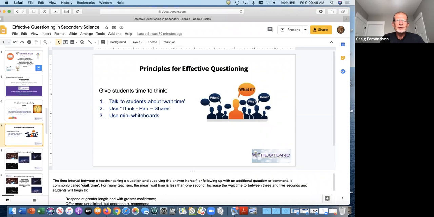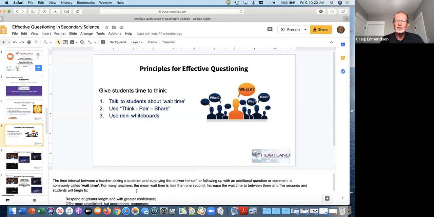The time interval between a teacher asking a question and supplying the answer him or herself, or following up with an additional question or comment, is the wait time that we're talking about. We talked yesterday that typically in a classroom over the course of the day, you might be asking 300 to 400 questions. You need to incorporate that wait time. For many teachers, the mean wait time is less than 1 second. Can you imagine that? By the time you get the question out, you're already providing an answer or you're already growing impatient.